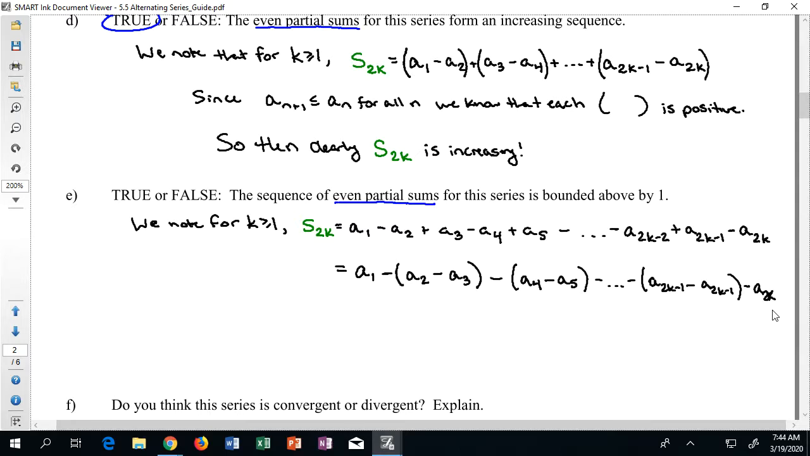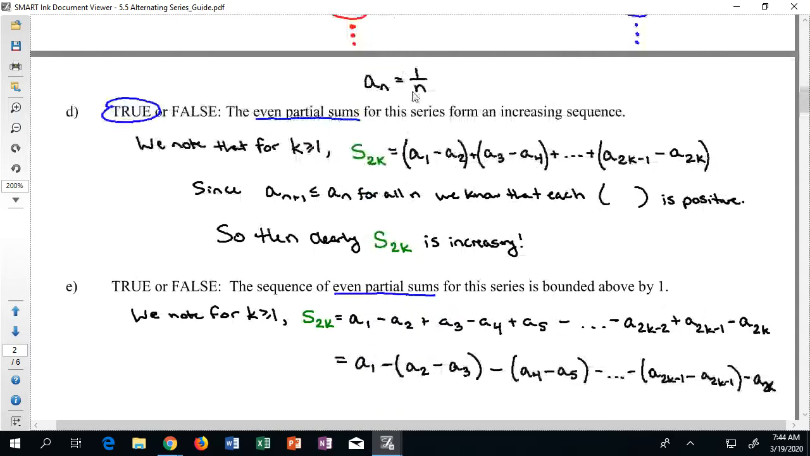But now I can start to see the exact same sort of interesting conclusion I can draw about each set of parentheses. Take a look at the first set of parentheses. What number's bigger, A2 or A3? Keep in mind, A sub n is 1 over n. Well, definitely A2 is bigger, right? Because we already said that the bigger the n you plug in, the smaller the result.